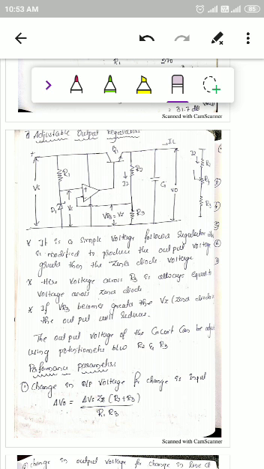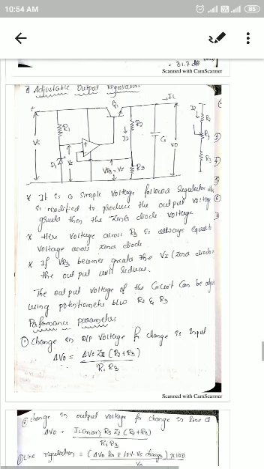It is explained here that it is a simple voltage follower regulator which is modified to produce an output voltage greater than the Zener voltage. So the voltage across R3, VR3, will be equal to the voltage across the Zener diode. Then the output of the circuit can be adjusted using R4, the potentiometer connected between R2 and R3. This is the basic operating principle. The other operating principles are similar to those of the voltage follower regulator.